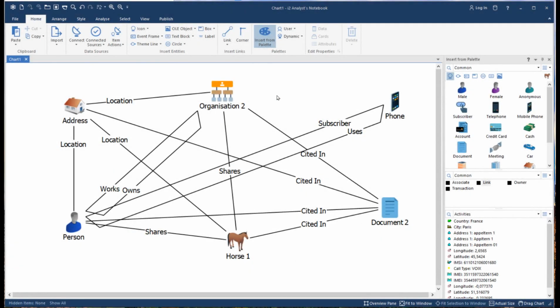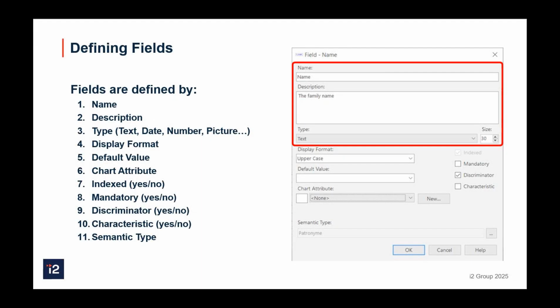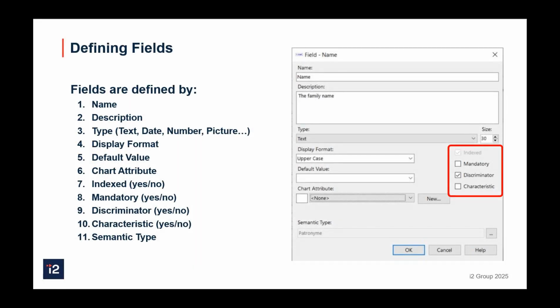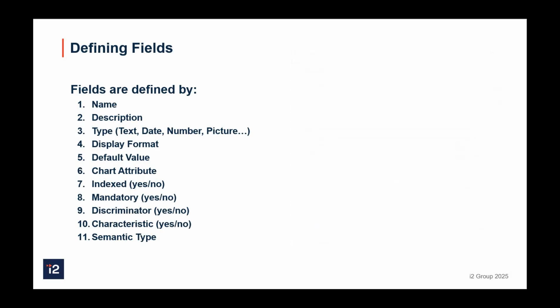Now that we've created the generic database structure, we must look for the fields for each entity and link type. Each field is defined by a name, description, a type, whether the field is a text, a date, a number, a picture, and so on, display format, a default value, whether this field will be sent to the analysis book chart as a chart attribute, and whether the field is indexed, mandatory, discriminator, and characteristic. For each field, we can also define the semantic type. And there is a special case of fields called the standard fields. Those fields will be added to every entity and link type automatically.